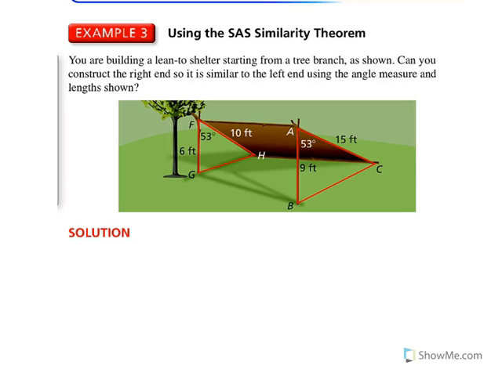Example 3. You are building a lean-to shelter starting from a tree branch as shown. Can you construct the right end so it is similar to the left end using an angle measure and the lengths shown?